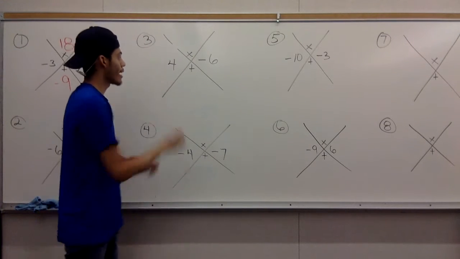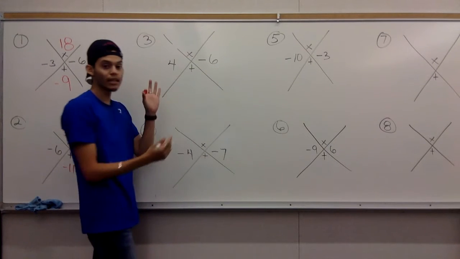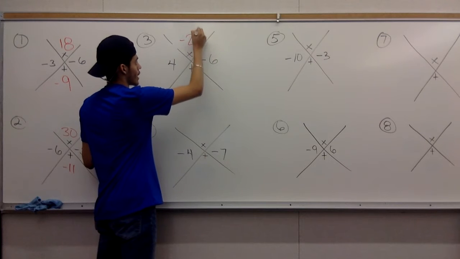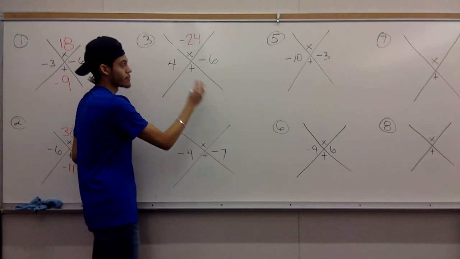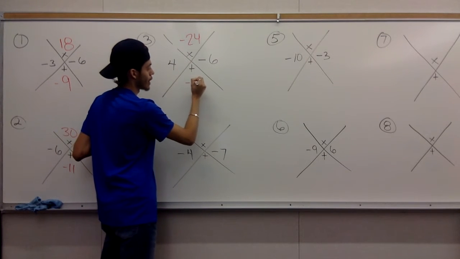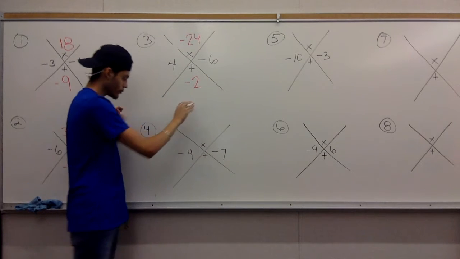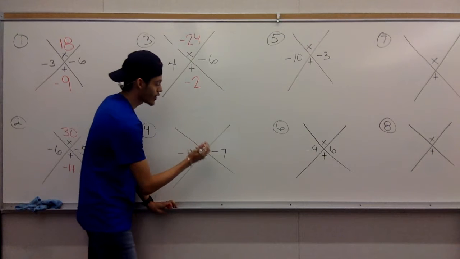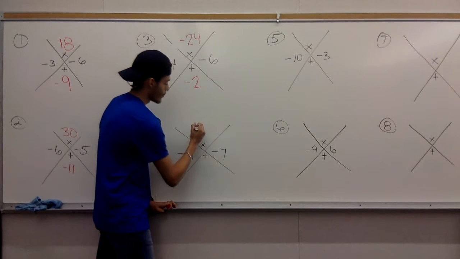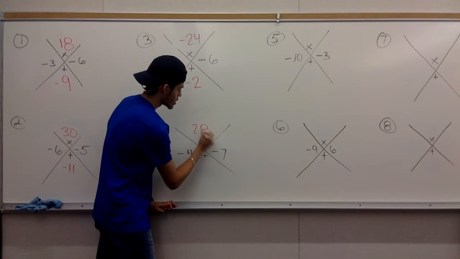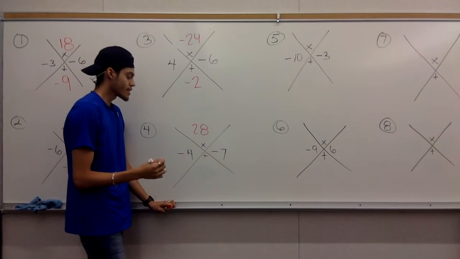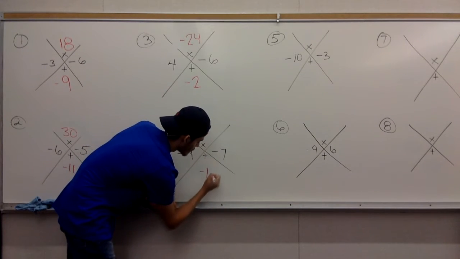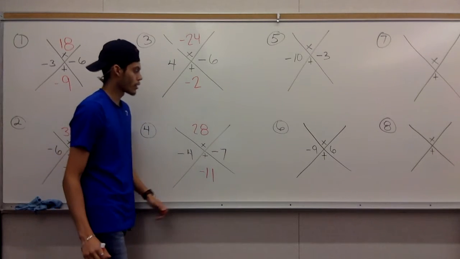All right, for number 3, we have 4 times -6. We have a positive and a negative, which would create a negative. Give you the answer of -24. Adding them together would give you the answer of -2. For number 4, we have 2 negatives. -4 times -7 would give you a positive number, the answer of positive 28. Adding them together, -4 plus -7 would give you the answer of -11 once again.